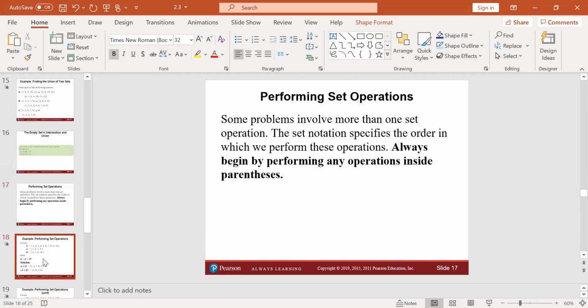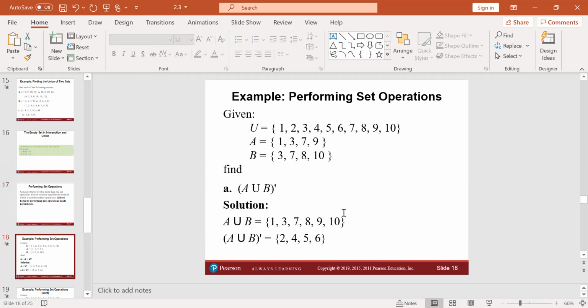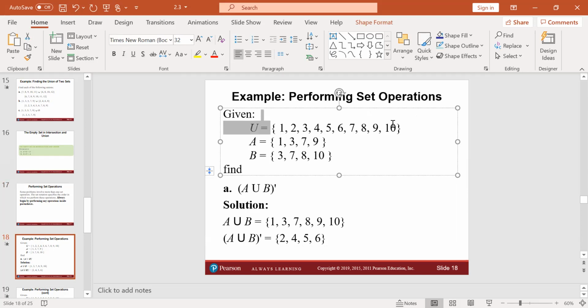So, example, performing set operations. Well, A union B inside parentheses, then we're taking the complement of that. So let's look. The universal set here is the numbers 1 through 10, the whole numbers. The set A is just the numbers 1, 3, 7, 9. There's maybe no real relationship between them. That's just a set. The set B is 3, 7, 8, 10.